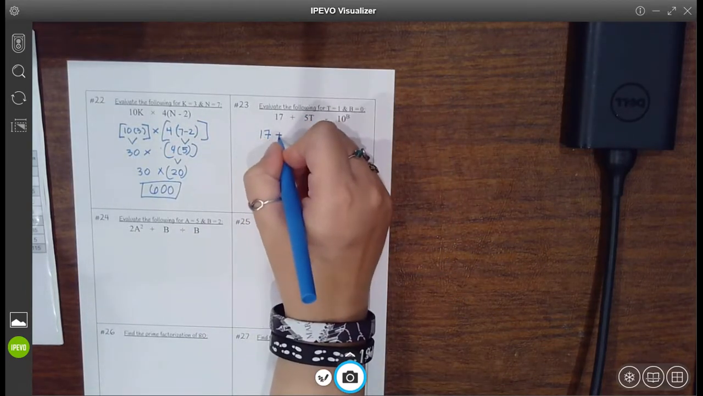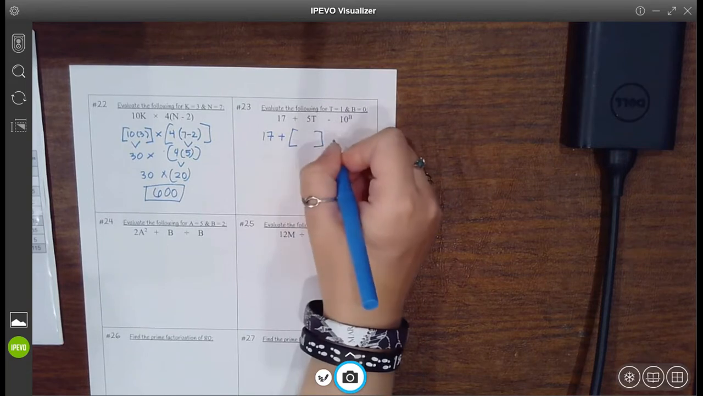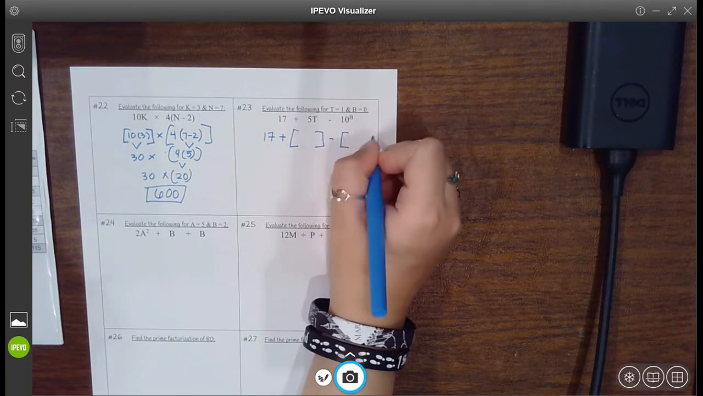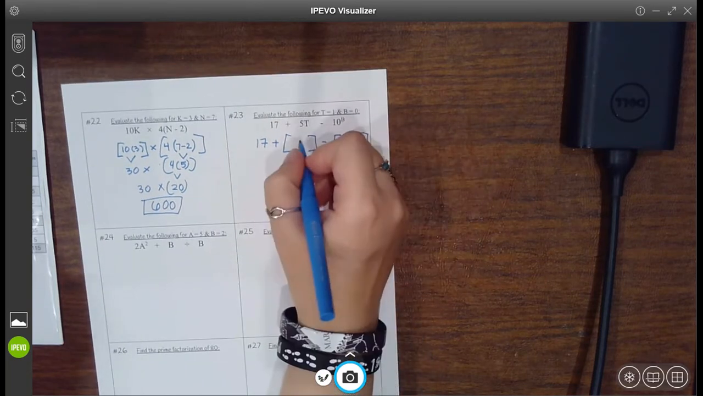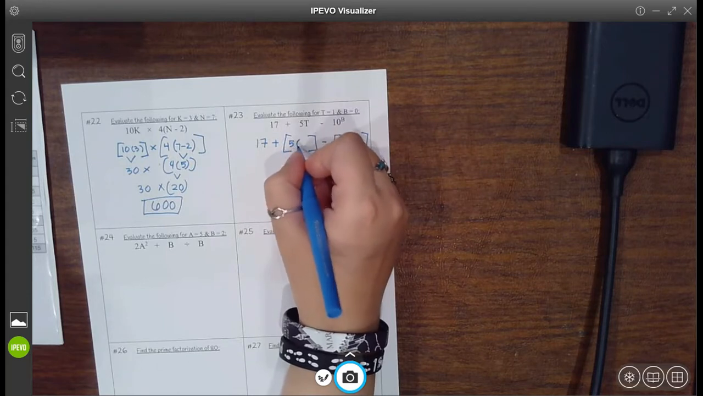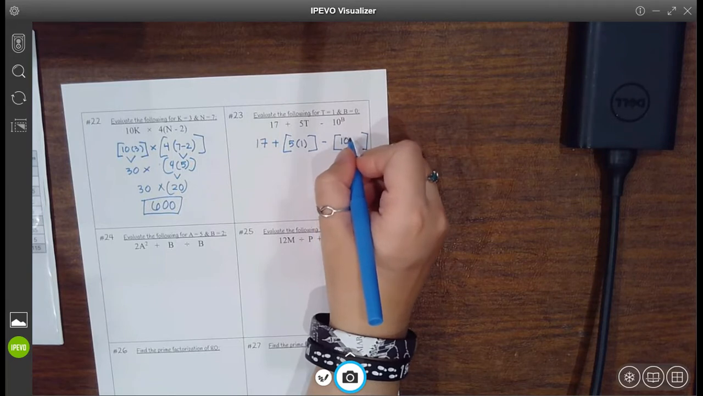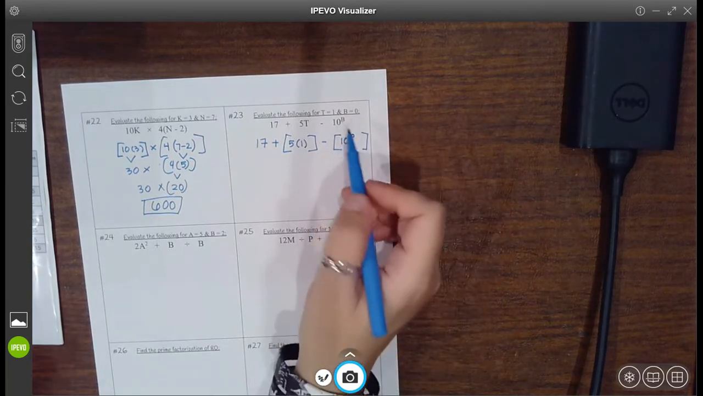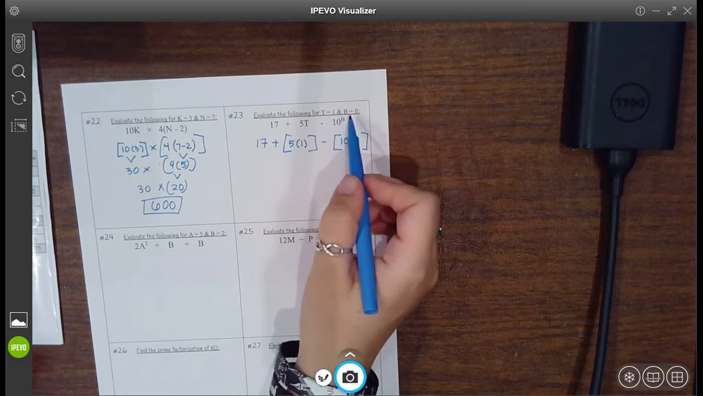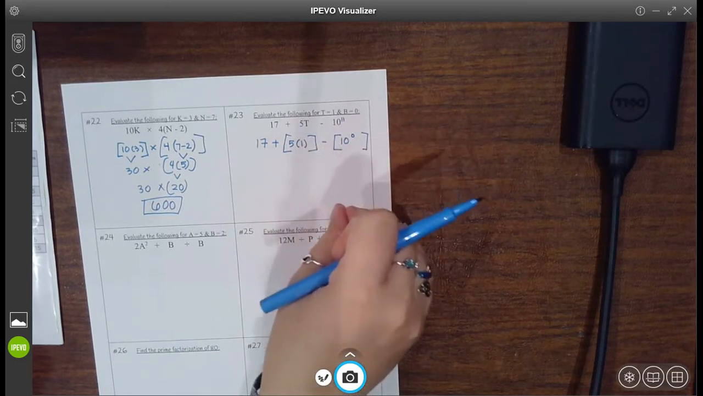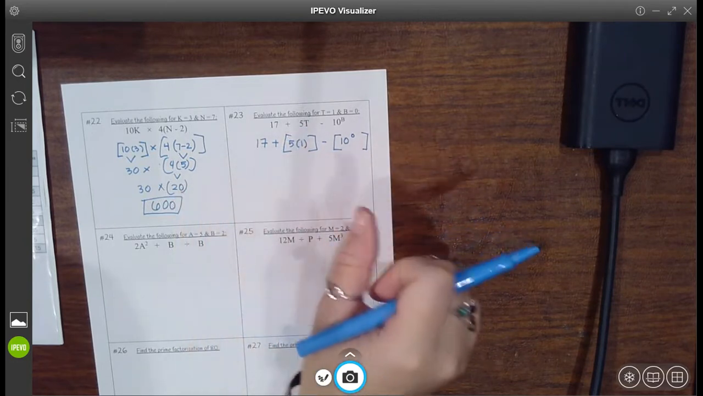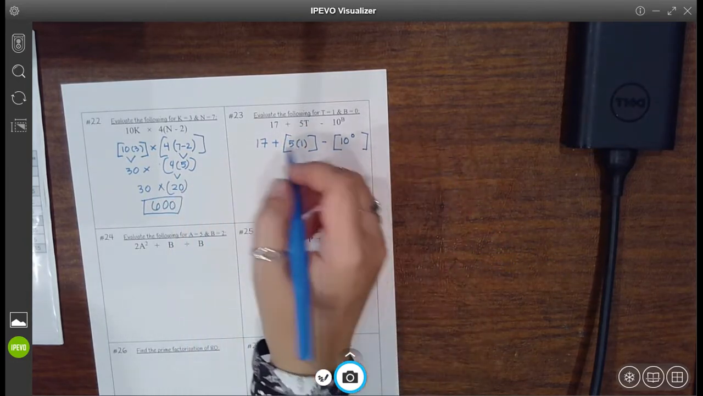17 plus we have a term minus we have another term. This term is 5 times t, and t is 1. And this one is 10 to the b power, and b is 0. So again, I'm substituting each of these in, and then I simplify it down to a single number like this. That's what evaluate means.